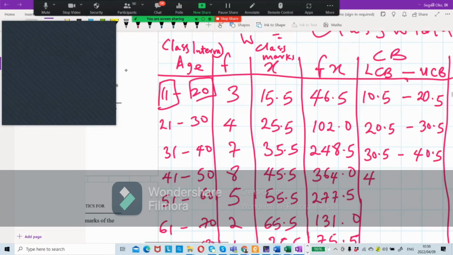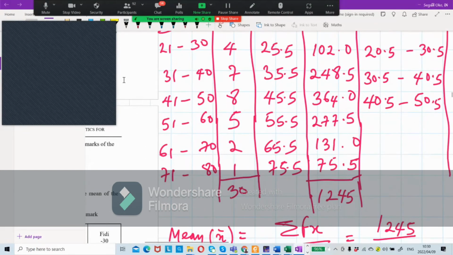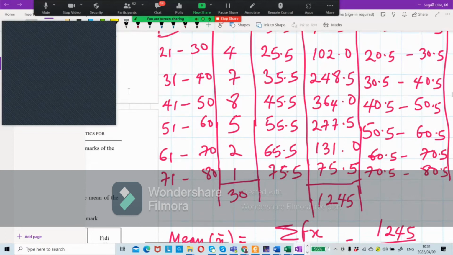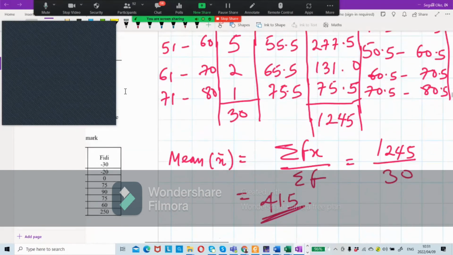We have 40.5 to 50.5. Then we have 50.5 to 60.5, and 60.5 to 70.5, and 70.5 to 80.5. Now it's very simple. In this case, we need to get our median class.